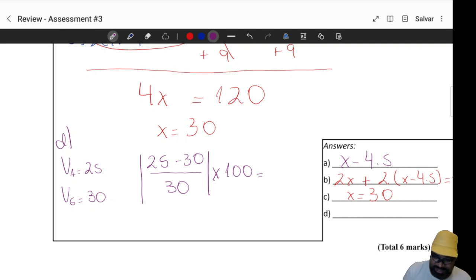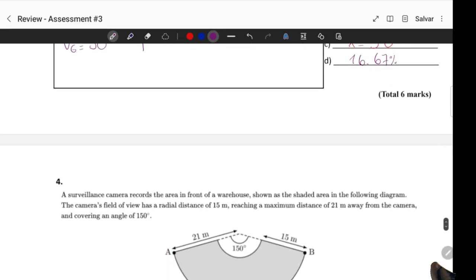5 divided by 30, enter, and after that times 100, okay? Don't do everything all together, or we mess up the result. And you'll find out 16.67, rounded to the nearest hundredth percent. 16.67%. Great. Let's go to our last question.